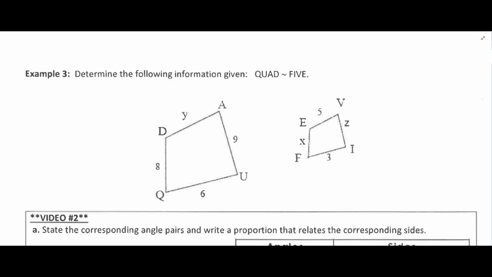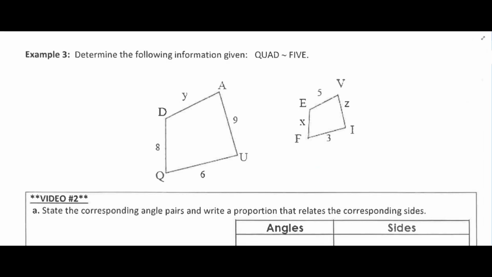In this video, we're continuing with Chapter 11. We're in section 11.1 Part B, and we're talking about similar polygons, and we're going to look at example 3 in the notes packet here. So we want to determine the following information given that quad DUAQ is similar to quad FIVE. So we're given that these two quadrilaterals are similar.